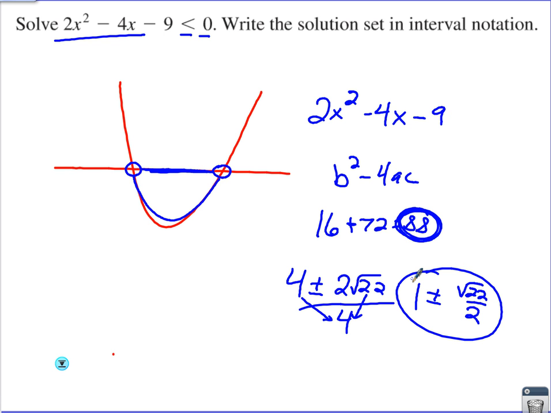That's your two intercepts. 1 plus root 22 over 2. 1 minus root 22 over 2. So do you see what your axis of symmetry is? That's the reason I wanted to do it like that. You see what your axis of symmetry would be, right there, 1. So your solution will be, if you want to write your solution in exact terms, all the values from 1 minus root 22 over 2 up to 1 plus root 22 over 2.